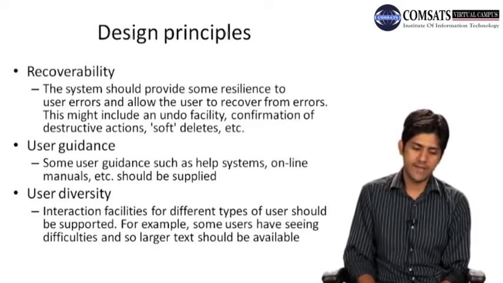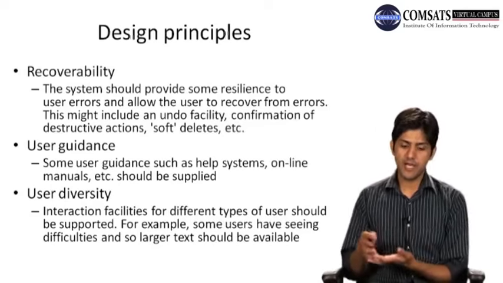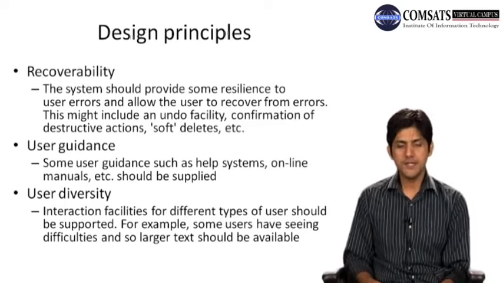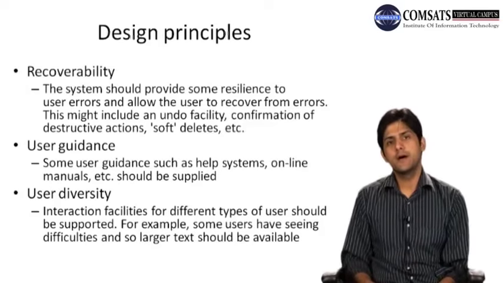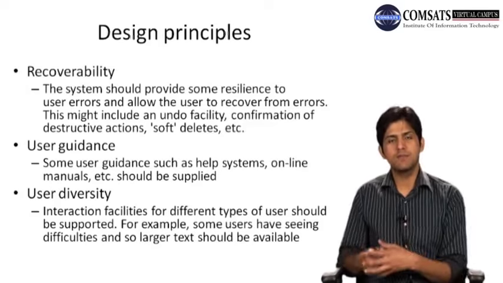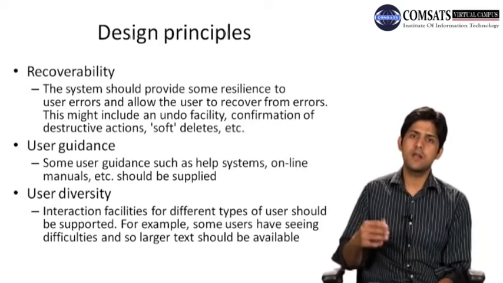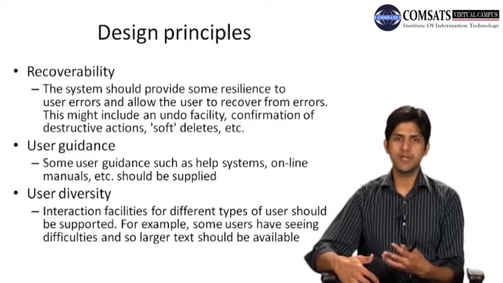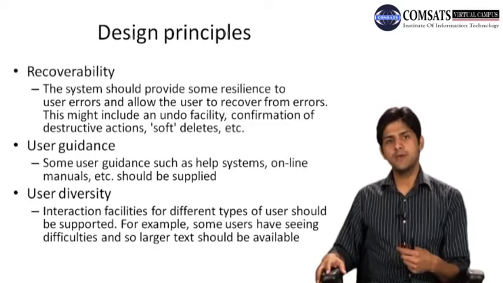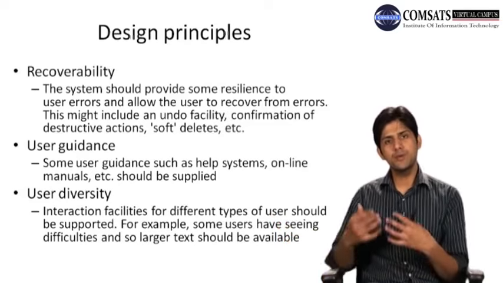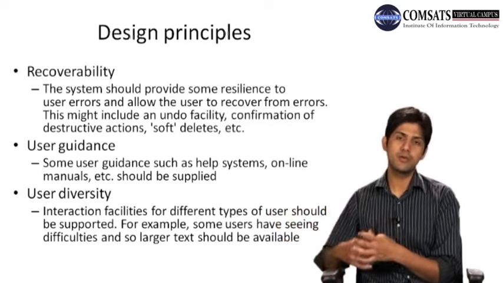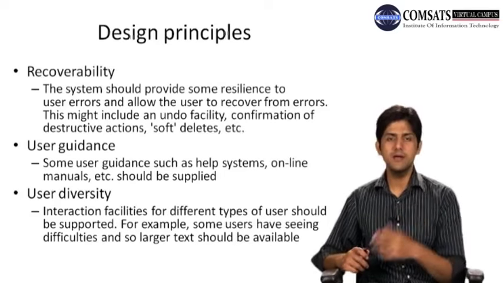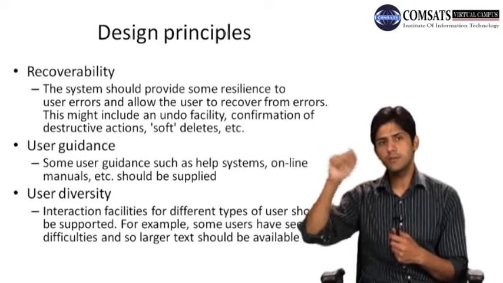Then we have this user diversity. Interaction facilities for different types of users should be supported. For example, some users have seeing difficulties, so large text should be available. Okay, I was actually using Windows 8 the other day, and it has one feature which allows you to magnify the windows. So for example, you're using a projector and you have a very large audience, and you have written something which is relatively small, and you want it to be visible to all the people. Some people might use glasses, and they would like to view text bigger, so you can use that magnifier to make the text bigger.